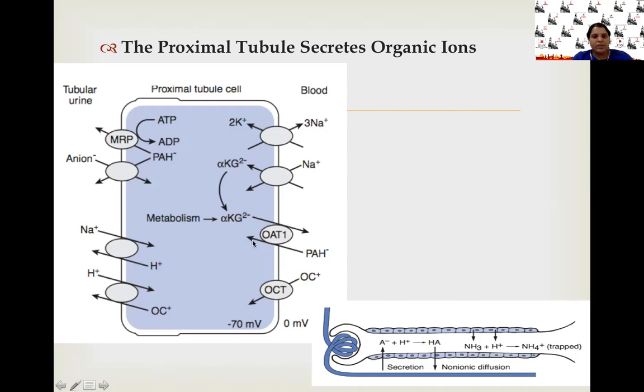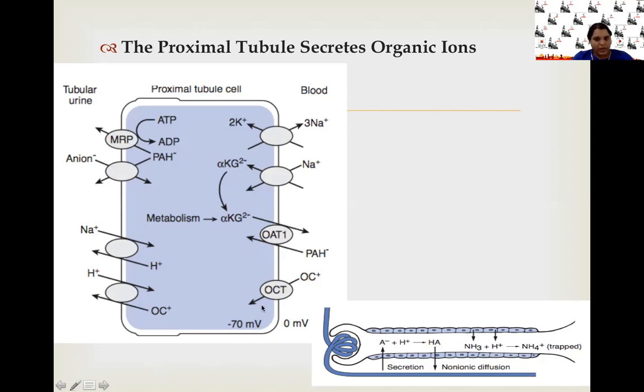Now the PAH which enters the cell leaves the cell by anion exchange, the main anion being chloride, or through the multi-drug resistant channels. The organic cations enter the cell because of the charge difference from the exterior to the interior of the cell, and this is a passive process.